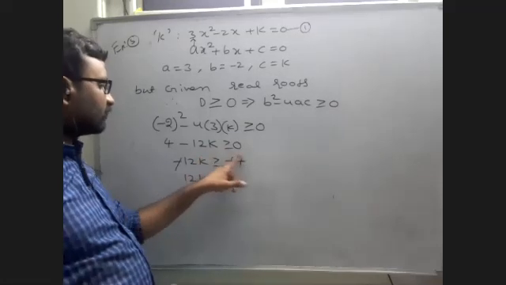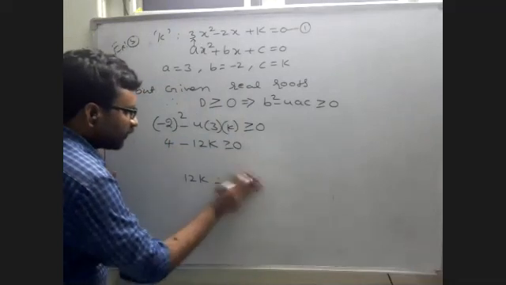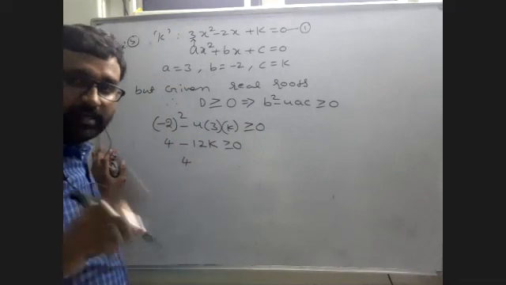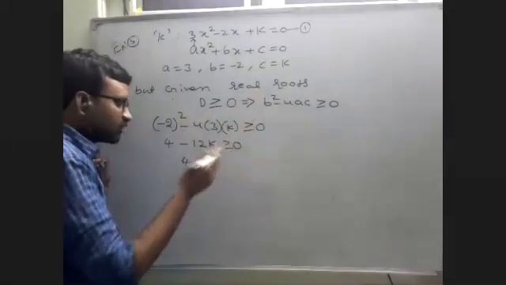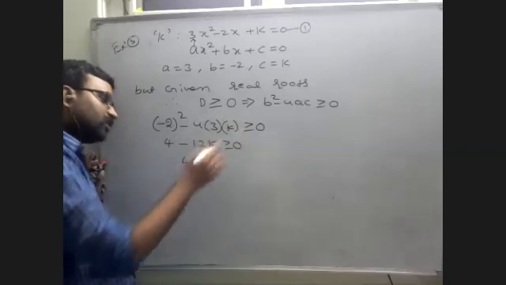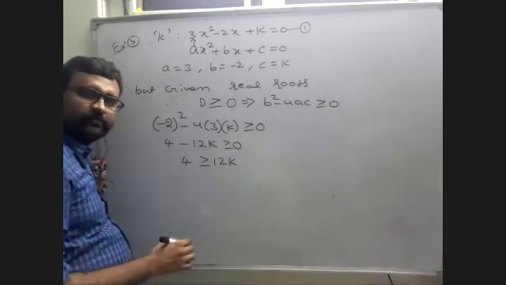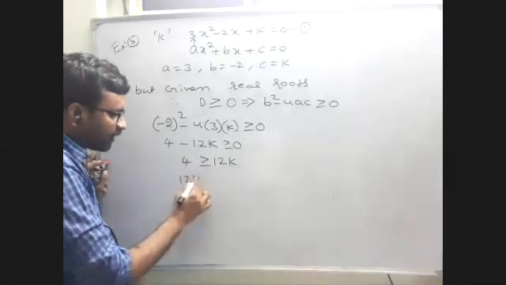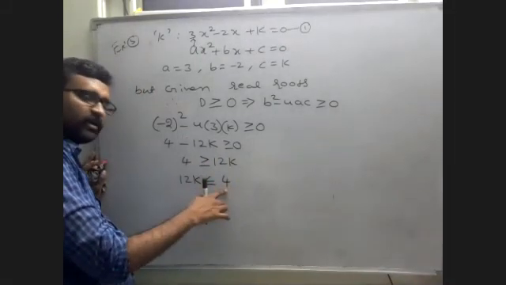Sorry, one minute. I am taking this minus 12k to the other side because it is easy to solve. Otherwise you will get confusion about greater than or less than, and you would have to change the sign. So without changing the sign, take minus 12k to that side. It will be greater than or equal to plus 12k. Now write 12k first and 4 next: 12k is less than or equal to 4. Always the 4 is the bigger one.